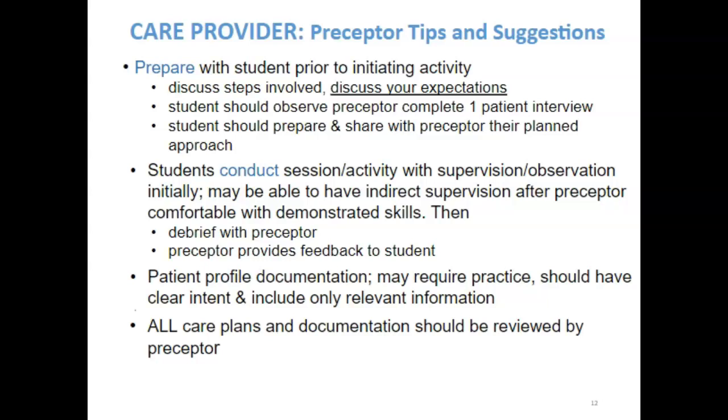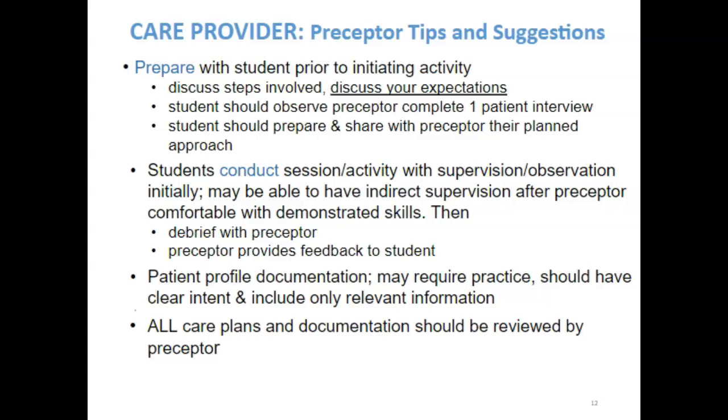We recommend that students observe you, the preceptor, complete a patient interview. The student should prepare and share with you their planned approach so they can role play with you on how they would approach the situation. The students then can conduct the session or the activity with supervision and observation. Again, you may need to be flexible.